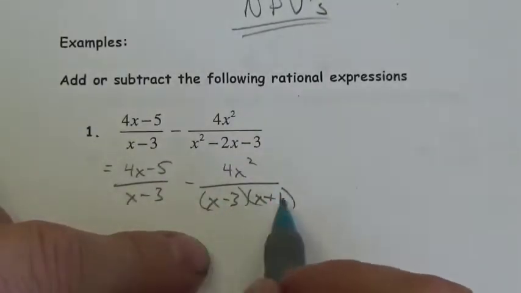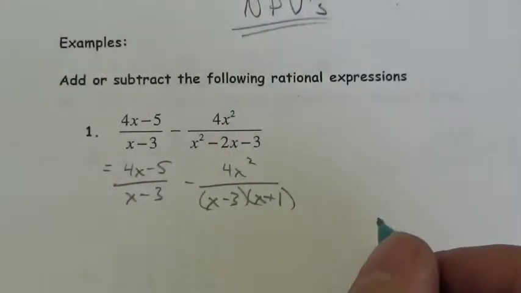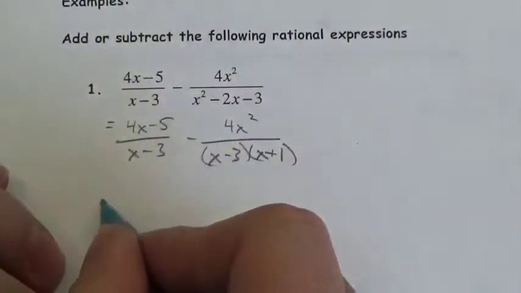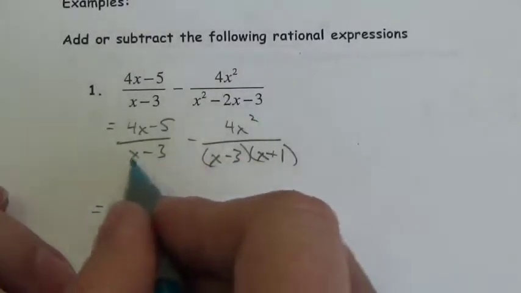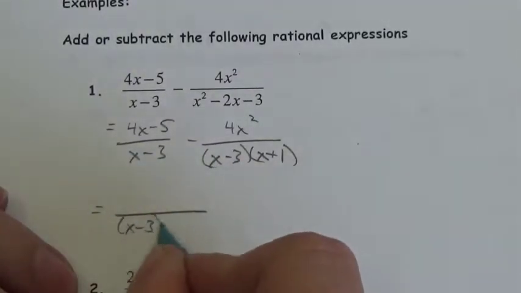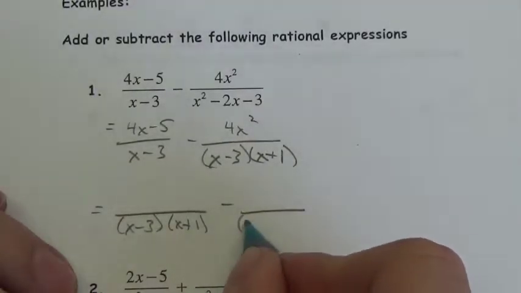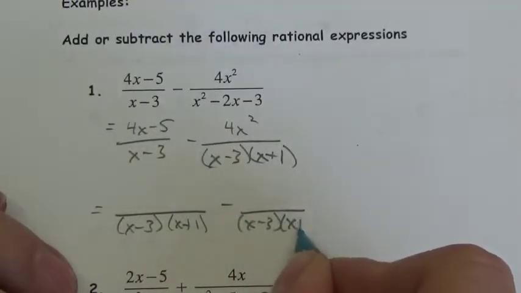Now, let's just multiply that out. +1, -3. Yeah, there's my -2. Good. So there I factored it. Now, my common denominator has got to have that x minus 3 in it, but it's also got to have the x plus 1 in it. So x minus 3, x plus 1.